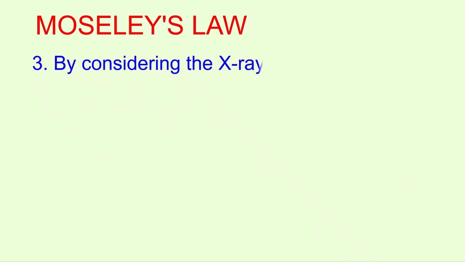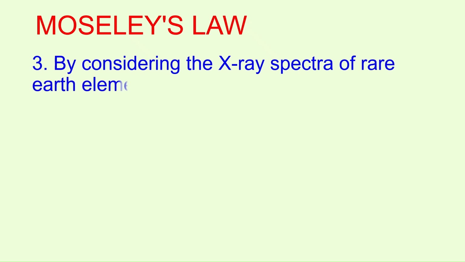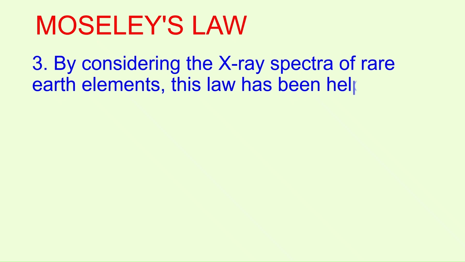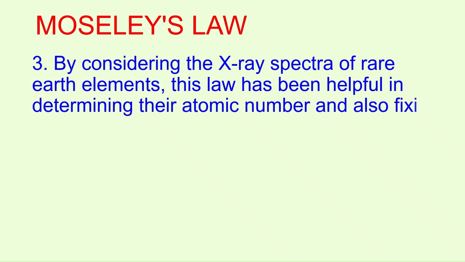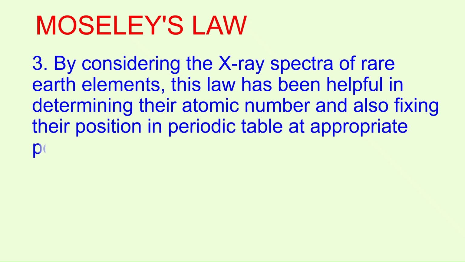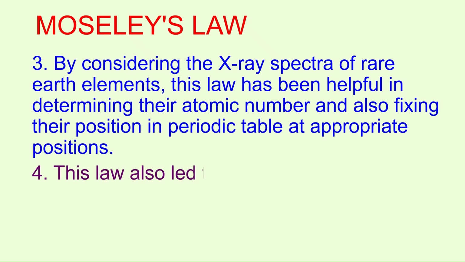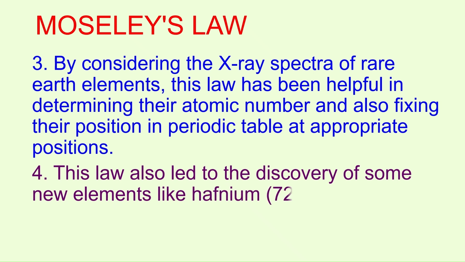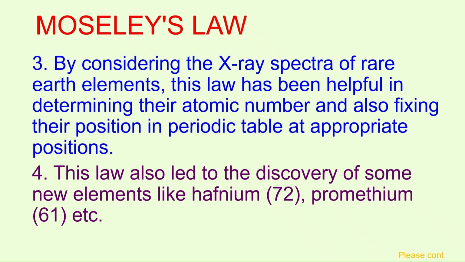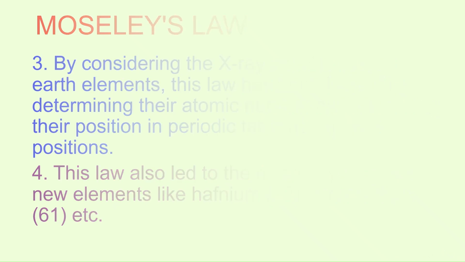3. By considering the X-ray spectra of rare earth elements, this law has been helpful in determining their atomic number and also fixing their position in the periodic table at appropriate positions. 4. This law also led to the discovery of some new elements like hafnium, atomic number 72, promethium, atomic number 61, etc.